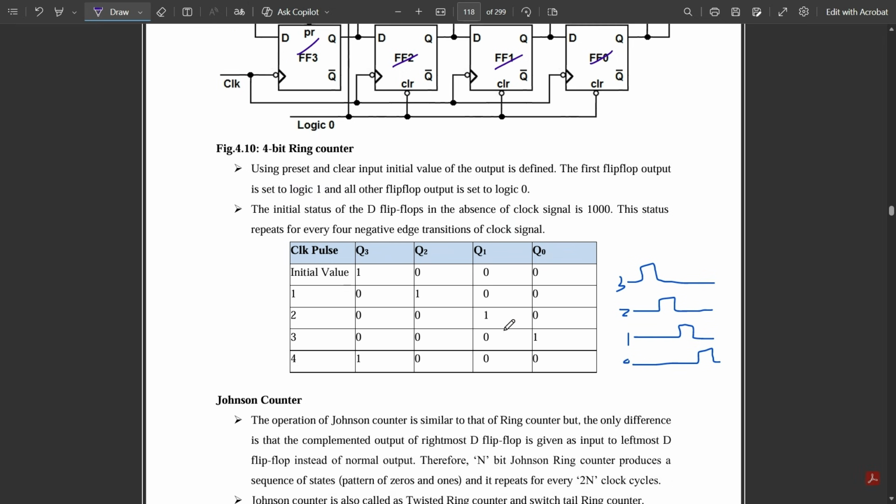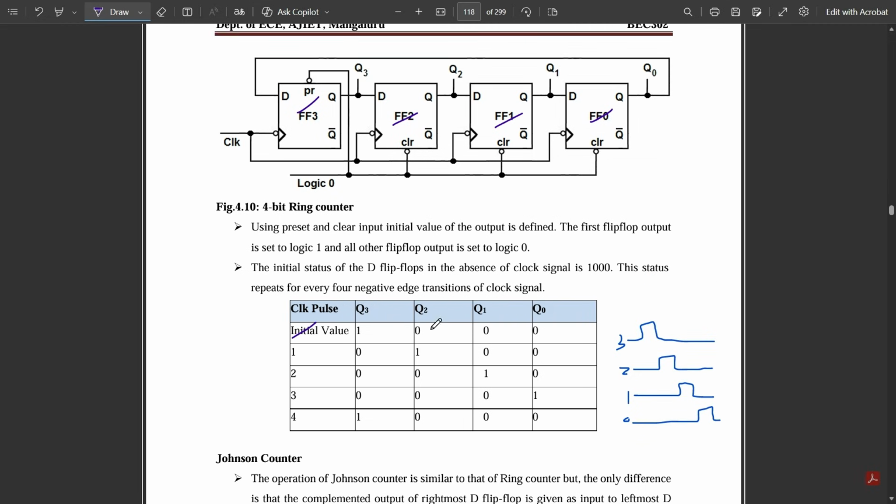This is the truth table. Firstly, the initial value you need to give before the clock pulse is 1000. Why? Because we are giving the final output back to the initial input, so that's why initially the value is 1000.